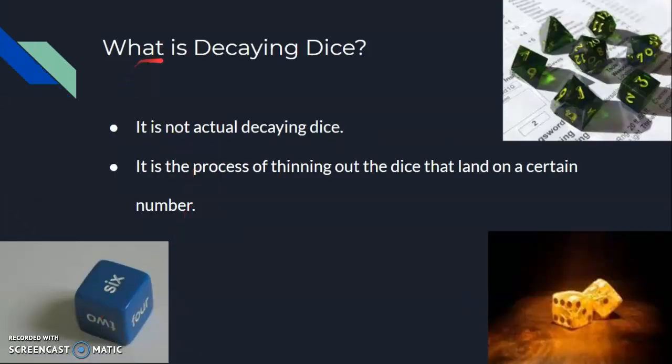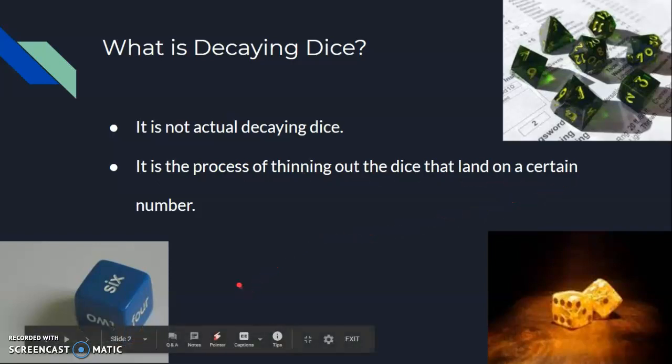First off, what is decaying dice? It's not actual dice decaying, but it's the process of thinning out the dice that land on a certain number. So if you have 10 dice and you roll all of them, some of them roll on a certain number like 4, so you take out all the 4s, and then what's left, that's the thinning out process.